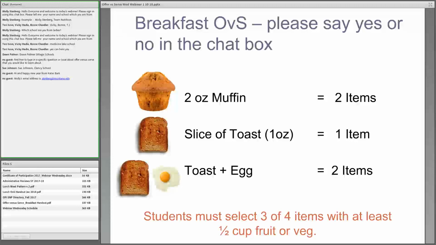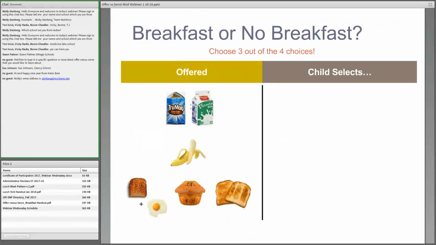And if you do a toast plus a meat alternate, a grain plus a meat, it would count as 2 items. So we're going to be offering 4 items total, and students would select 3 of the 4, with half cup being a fruit. As we go through these sample meals, I'd like you to put in your chat box if you think that this is a reimbursable meal or not.